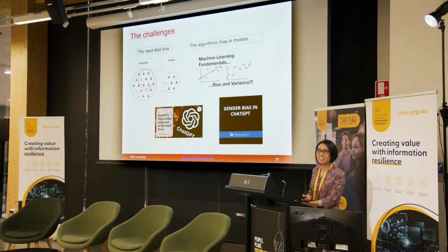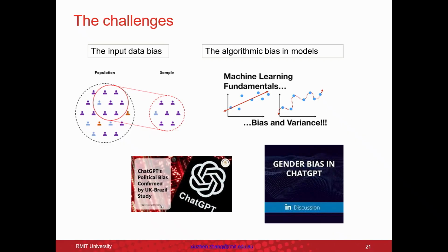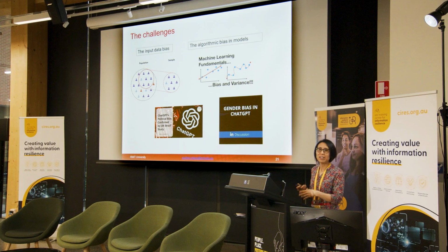But we face challenges. First of all, the data is biased. The information sources themselves are biased, and also when we do the sampling, we take this part from the whole population. So we have biased data. And also, as I mentioned just now, the machine learning model itself has bias, like it has its own viewpoints about things.